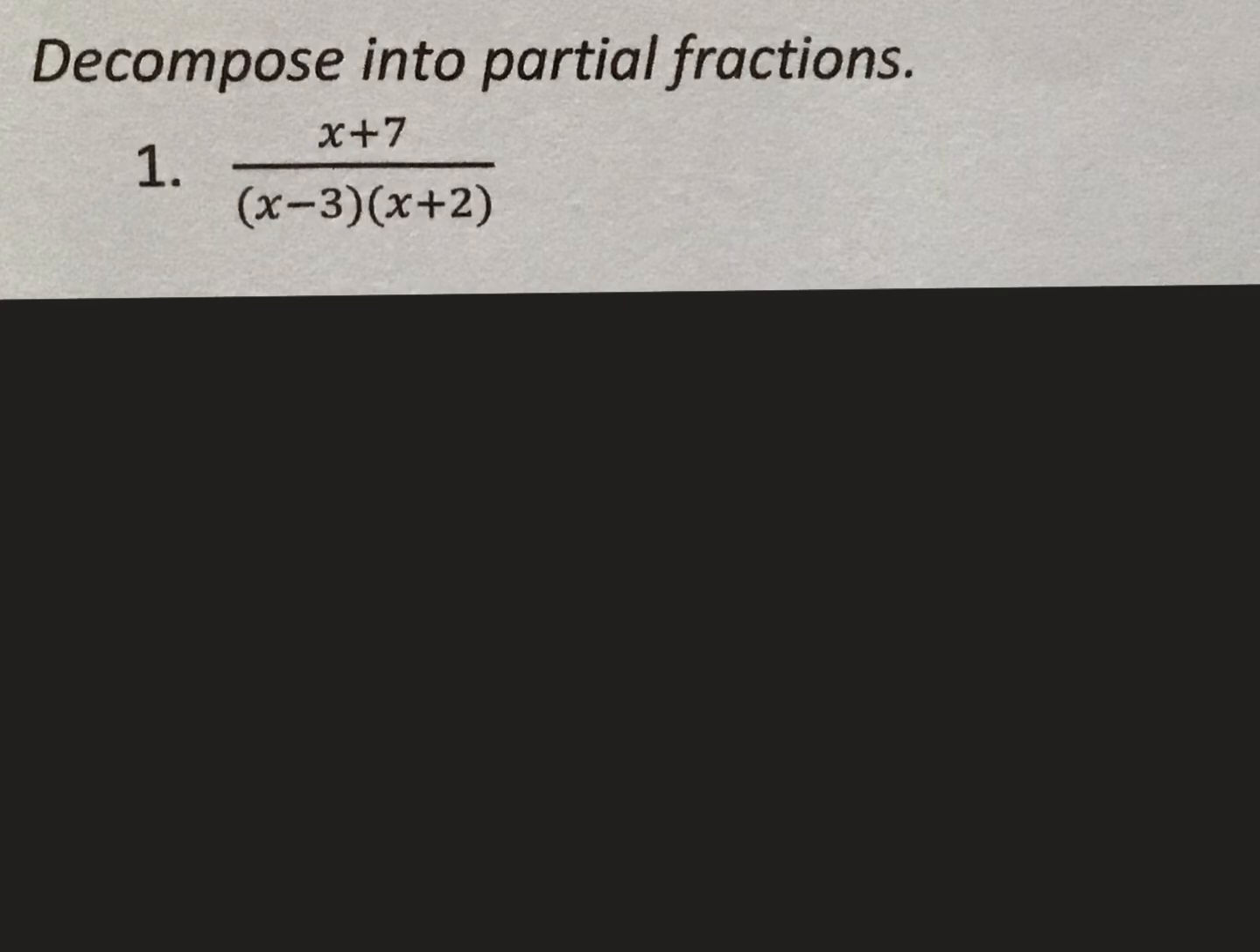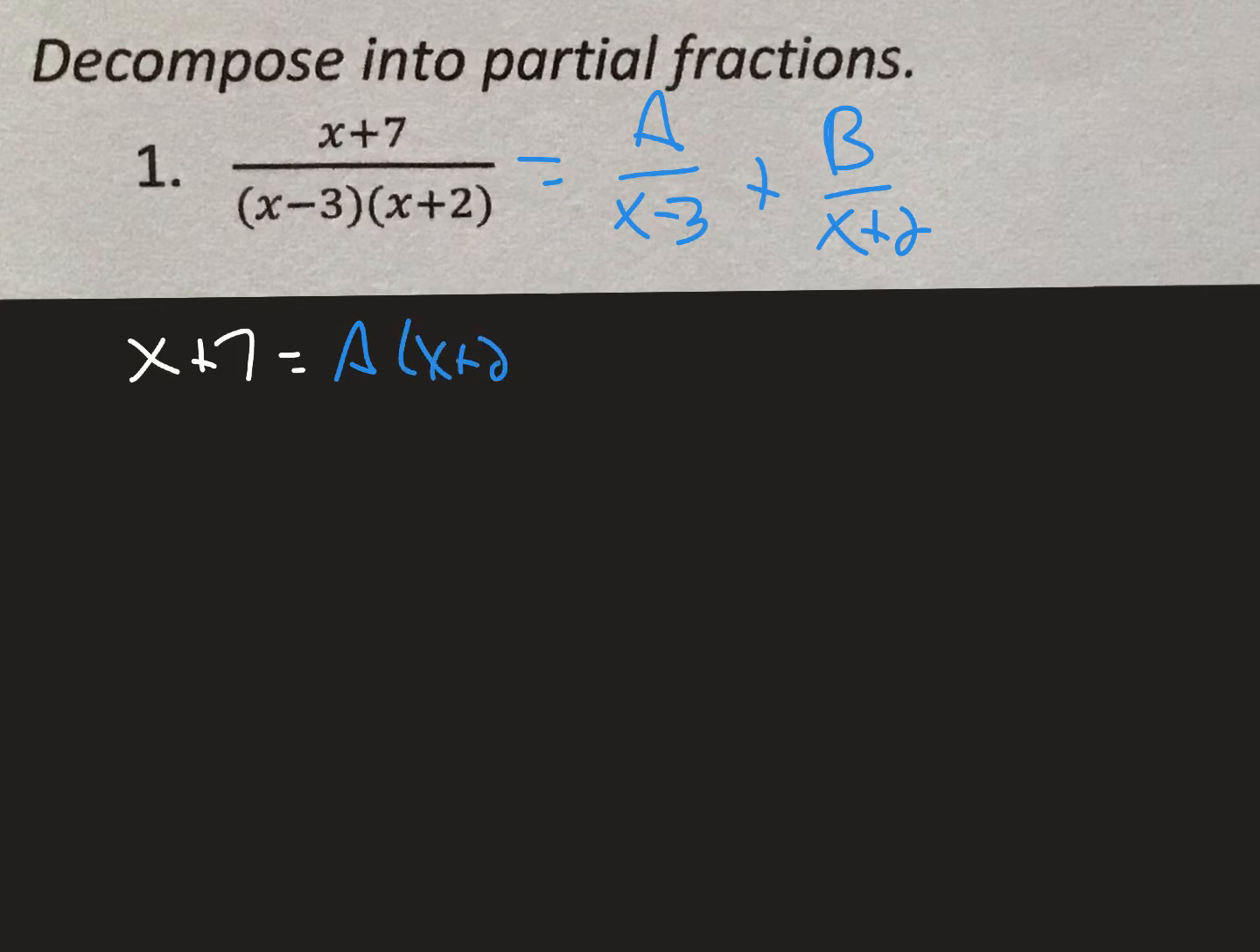So here we go. The first one, remember, I'm going to set up the numerator equal to, actually the whole fraction, I should start up here, equal to a over the first linear factor plus b over the second linear factor. Multiply through by the LCD, which is x minus 3 times x plus 2. The a is missing the x plus 2. The b is missing the x minus 3. All right, x plus 7 is not going to change the whole way through. I'm going to distribute the a. I'm going to distribute the b.